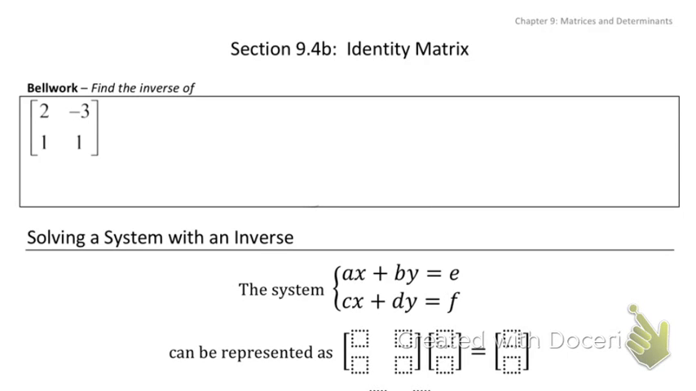First thing I need to do is find the determinant. Our determinant is going to equal A times D minus B times C. In other words, our diagonals: 2 times 1, and the -3 and the 1.